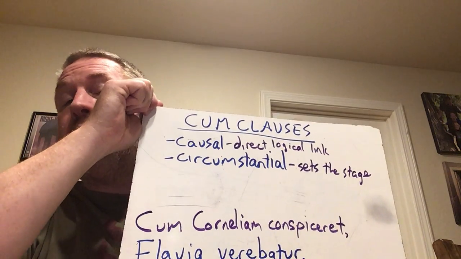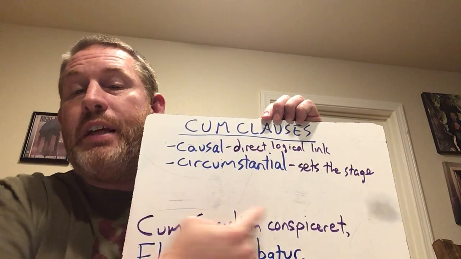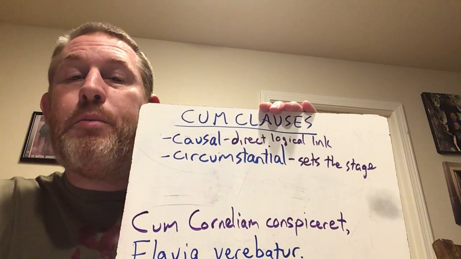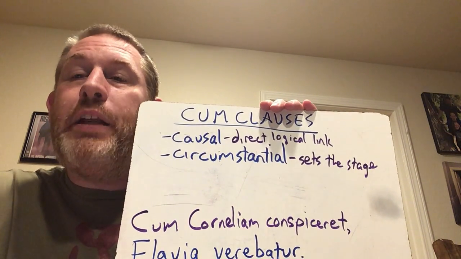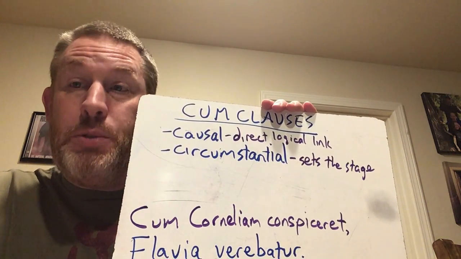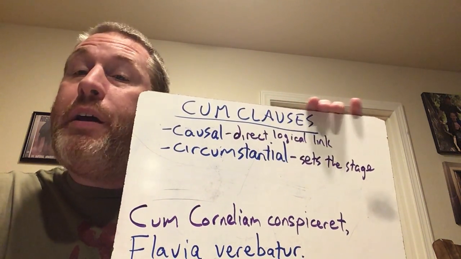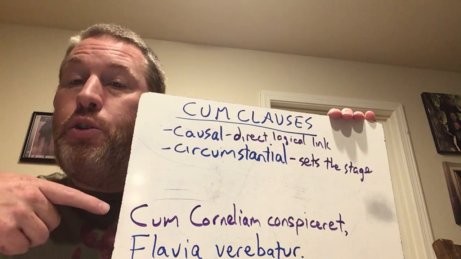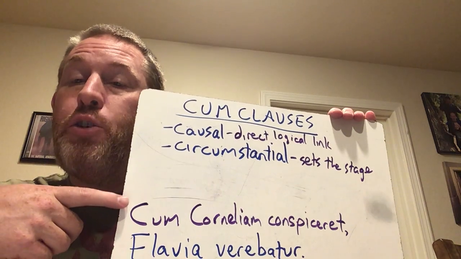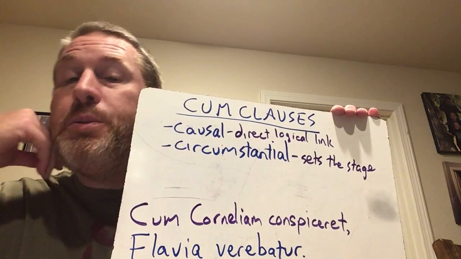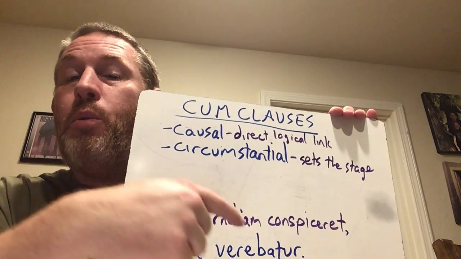Now, a couple things I'd like to call to your attention here. This clause cannot exist on its own. Cum Cornelium conspiceret: when she spotted, or when she was spotting Cornelia, or since she was spotting Cornelia, or because she was spotting Cornelia. Okay? Cum can mean all those things, and in a cum causal, it's causal. So, because she was spotting Cornelia, Flavia was fearing.